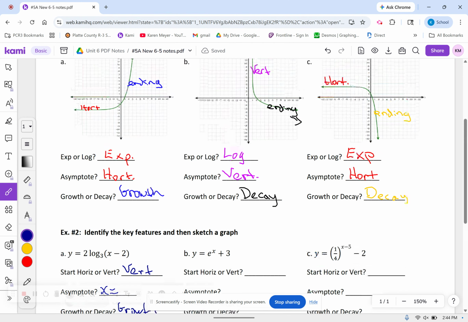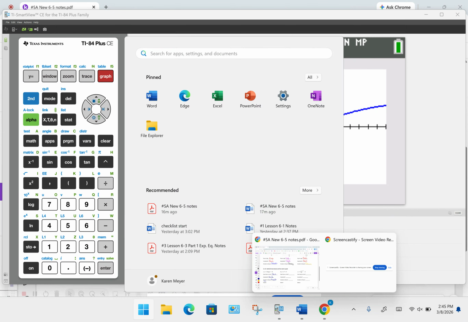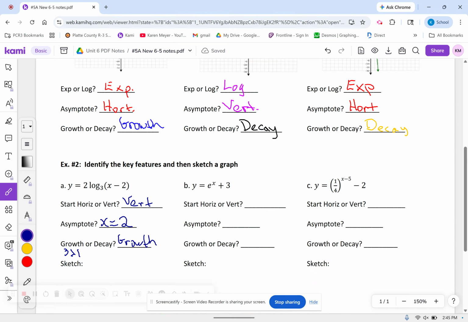Whenever you look at the picture here, you're going to notice 1, 2. This is where your flat line should be going down, that the calculator is not showing, at +2. So that's going to be where your asymptote is.